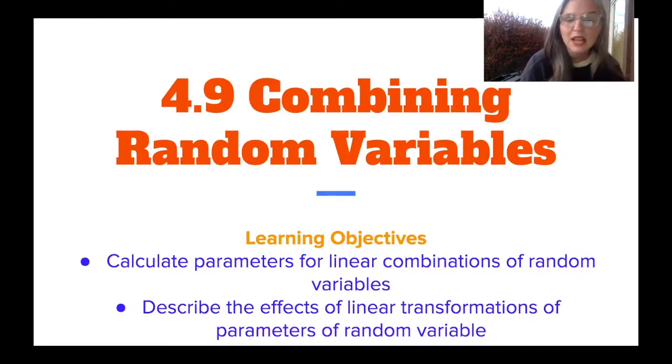Okay? So today we have a couple of big learning objectives, and get your notes ready to go because it's kind of a toughy section, and I'm going to try to power through it as fast as I can, but there's a lot of content. Okay, so let's get ready to rumble. We're going to do a couple of things. We're going to calculate parameters for linear combinations of random variables, which sounds crazy hard, but it's not. And then we're going to describe the effects of linear transformations.